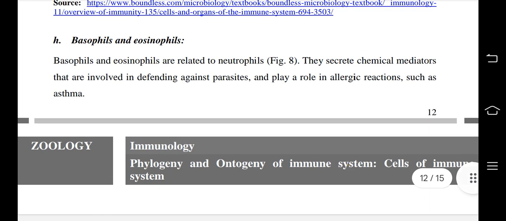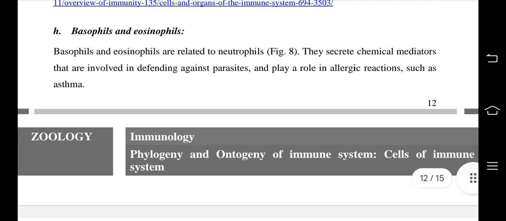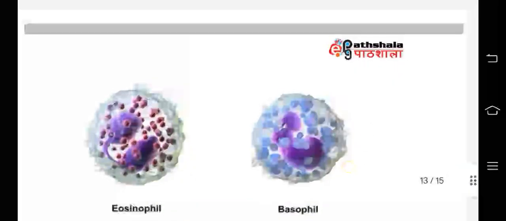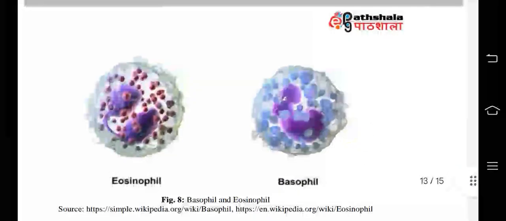Basophils and eosinophils. Basophils and eosinophils are related to neutrophils. They secrete chemical mediators that are involved in defending against parasites and play a role in allergic reactions such as asthma. Eosinophil, basophil.